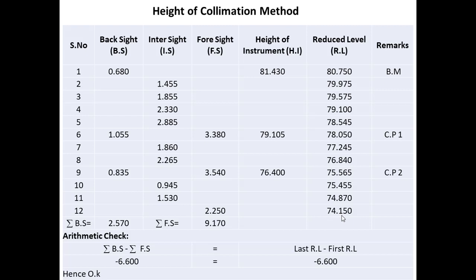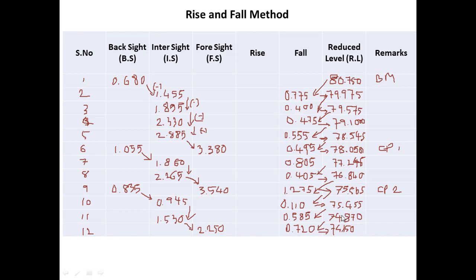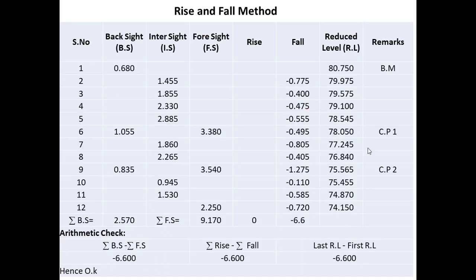Okay, now we have to tabulate like this. I already said if it is a minus sign we have to write it under the fall column, if it is plus then we have to write it under the rise column. While going for a reduced level, if it is rise you have to add, if it is fall you have to deduct.